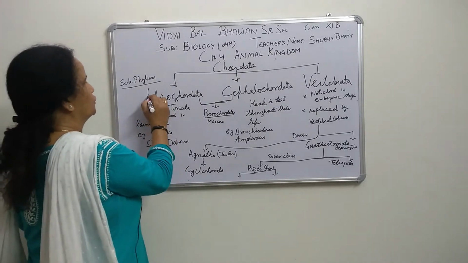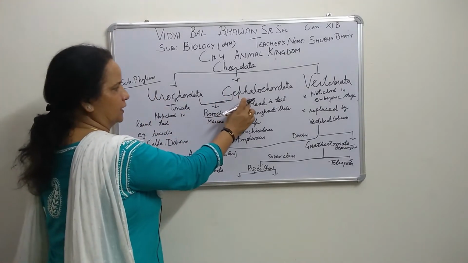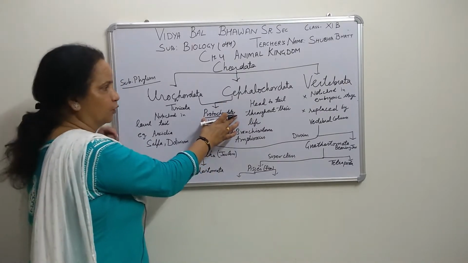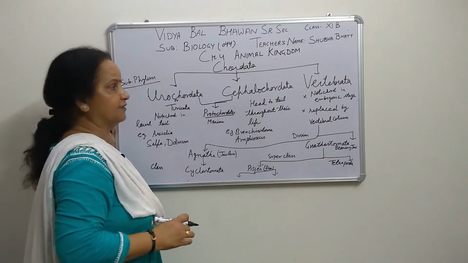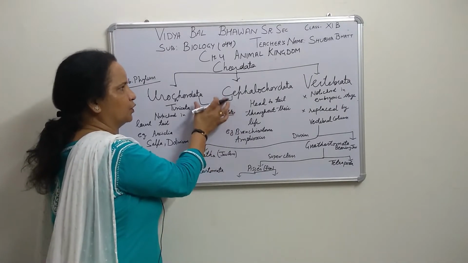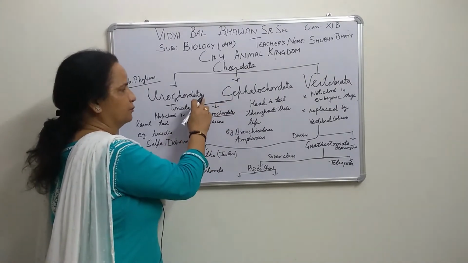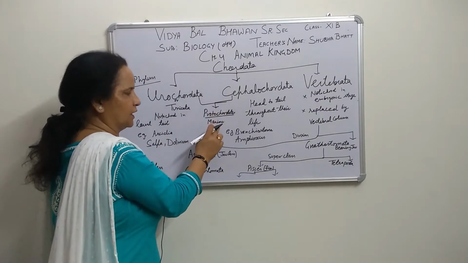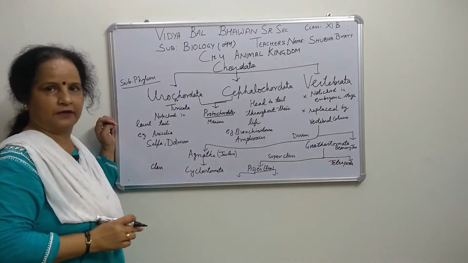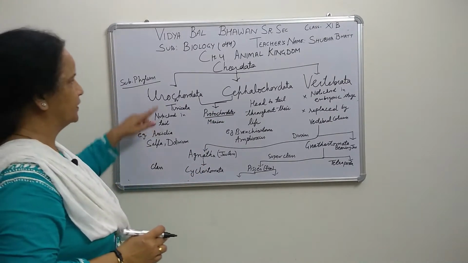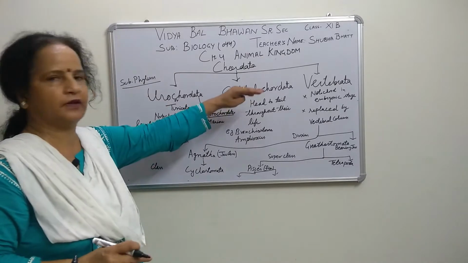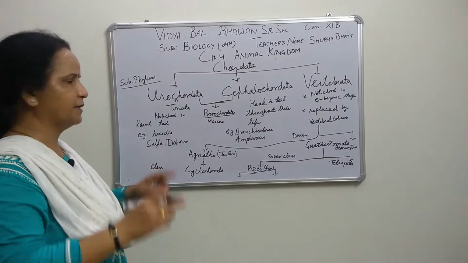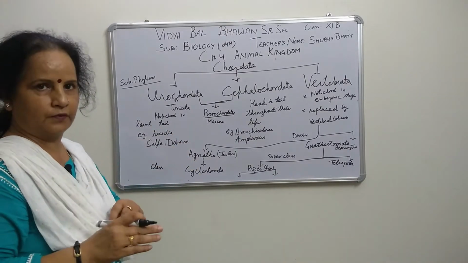First, these two, Urochordata and Cephalochordata, are also considered protochordates. Proto means primitive, ancient. These both are referred to as protochordates, and they are marine. So what are the differences between Urochordata and Cephalochordata? See, the main difference is in their notochord.